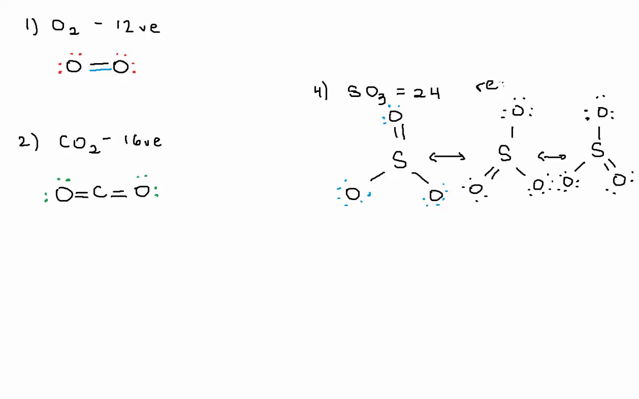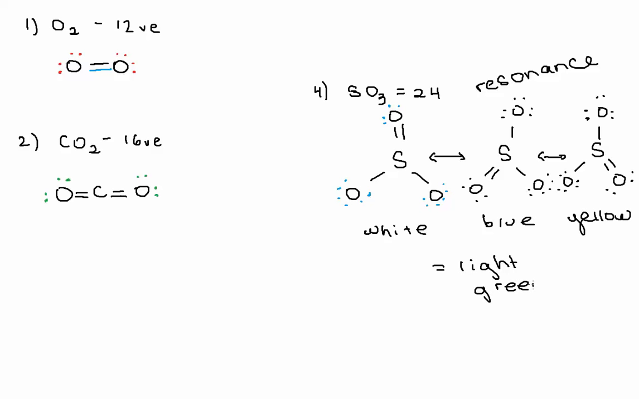This is resonance. And so how I explain this in class, one of these doesn't exist. Instead, it's a blending of them. So if I had the color white, and I had the color blue, and I had the color yellow, if I blended those together, what I would get would be light green. And that is what I actually would get if I blended these together. That's what SO3 actually looks like.